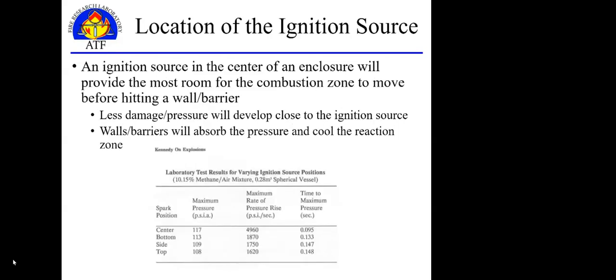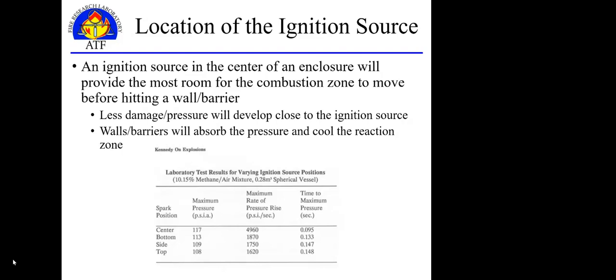So I kind of already addressed this previously, but if I put my ignition source in the middle of a room as opposed to in a wall, against a wall, or in a corner, I allow that combustion zone to radiate outwards and generate the most pressure before it starts to get absorbed by the walls of that enclosure. And this is what this chart shows here. This is from the Kennedy on Explosions textbook.